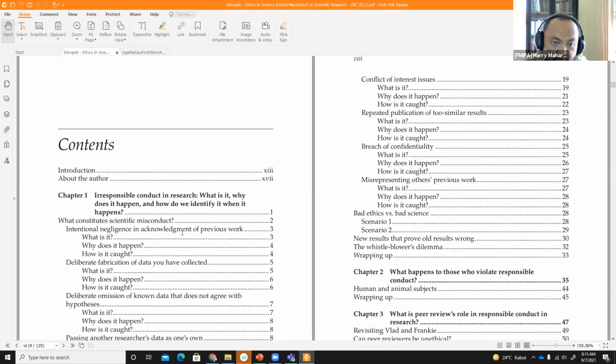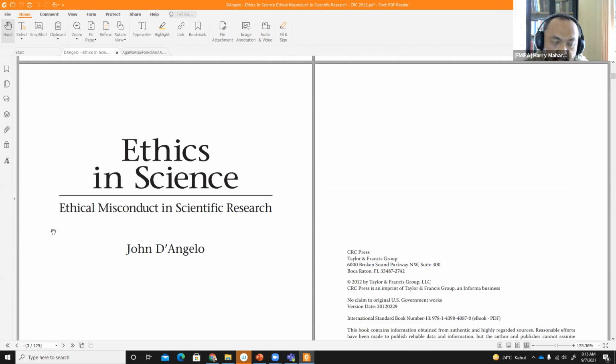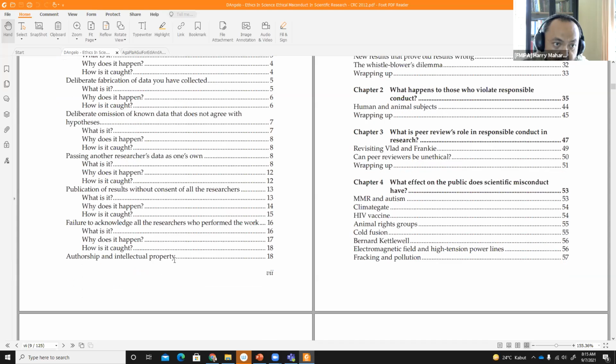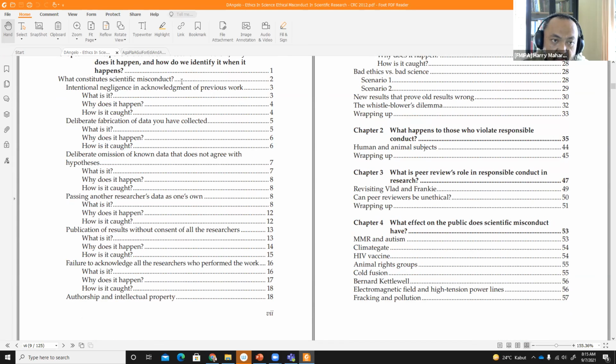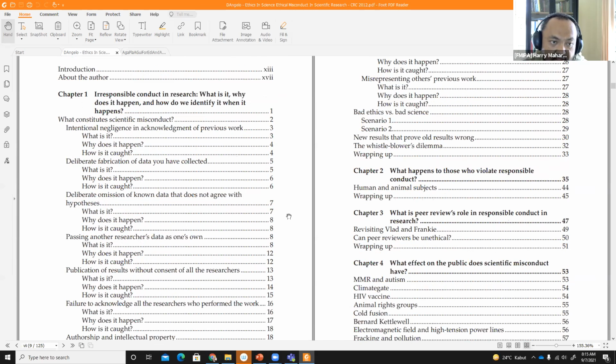In Ethics in Science: Ethical Misconduct in Scientific Research, John D'Angelo said that scientific misconduct consists of several things. First is the intentional negligence in acknowledgement of previous work. This is basically part of what Howe and Zhang note as plagiarism. Then, deliberate fabrication of data. In Howe and Zhang's publication, fabrication of data is not mentioned, because she talks mostly about the act of copying and pasting someone else's work.